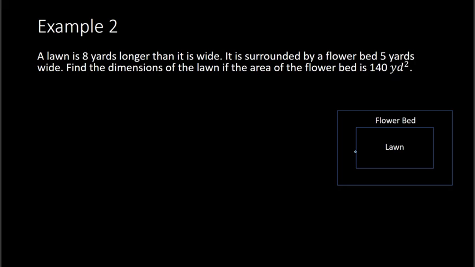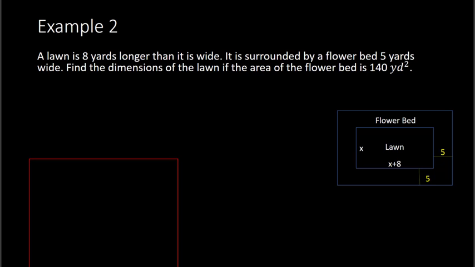So the width we don't know, we'll call that x. And then the length is going to be 8 yards longer, so x plus 8 would be the length of the lawn. And then we know that the width of the flower bed is 5 yards. So from here to here is 5 yards, and from here to here is 5 yards.